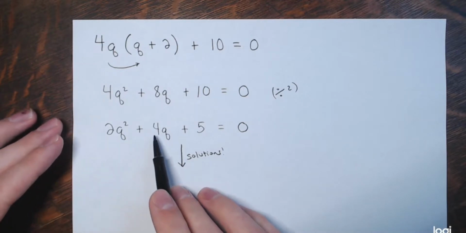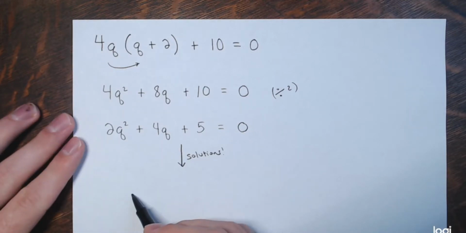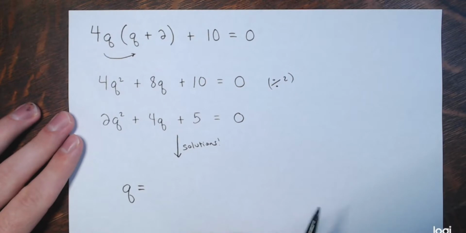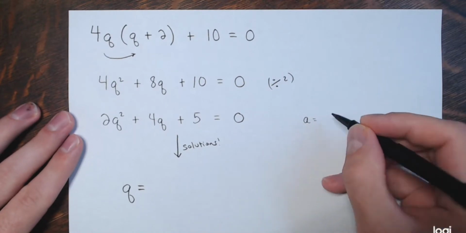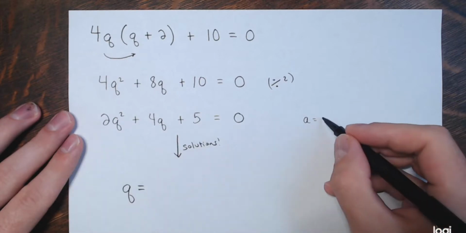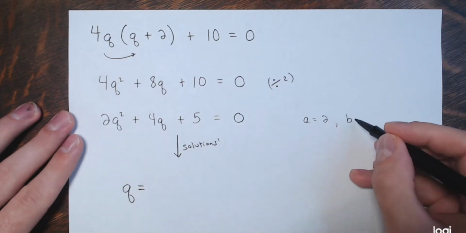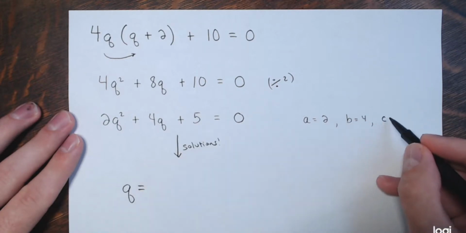Quadratic term plus linear term plus constant term equals 0. And I can jump right to the quadratic formula. All right, q equals, now let's remember this, the opposite of b, and I'll write out what the a, b, and c are over here. A is the quadratic coefficient, which is positive 2. B is positive 4, the linear coefficient, and c is the constant term, positive 5.